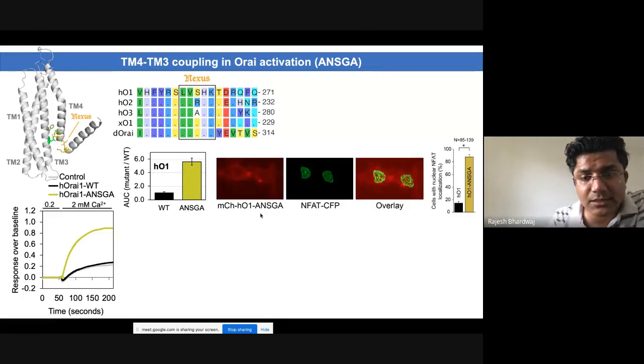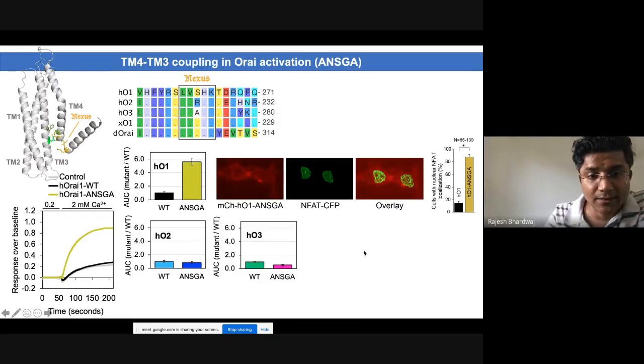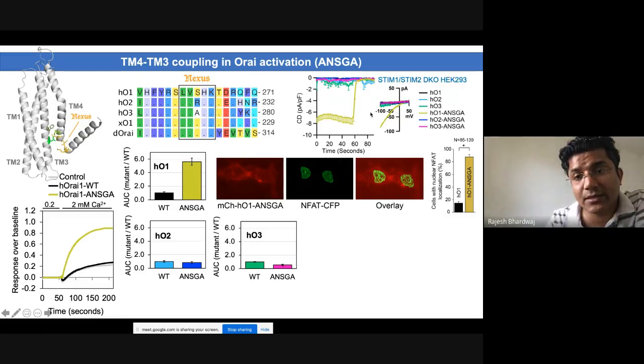And you see here, similarly, the NFAT translocation assay, that in about 90% of the cells, the Nexus mutant leads to nuclear translocation of NFAT. Then these mutations were made in the human ORI2 and human ORI3 isoforms, and surprisingly, human ORI2 ANSGA and human ORI3 ANSGA, these Nexus mutants, did not exhibit any constitutive activation. And then we further verified it by electrophysiology, and you see that only the human ORI1 ANSGA channel, the Nexus mutant, was active, and the rest, ORI2 and ORI3, did not show a constitutive ORI current.